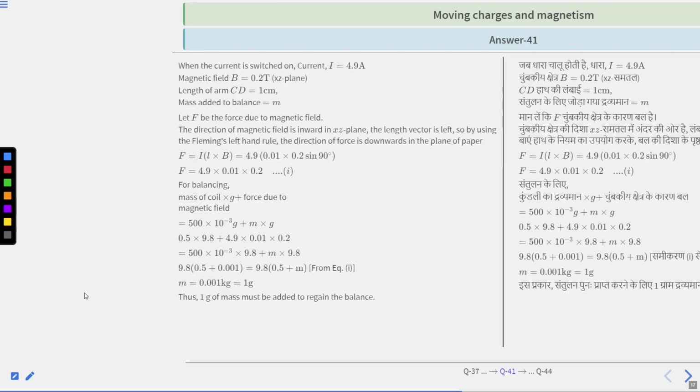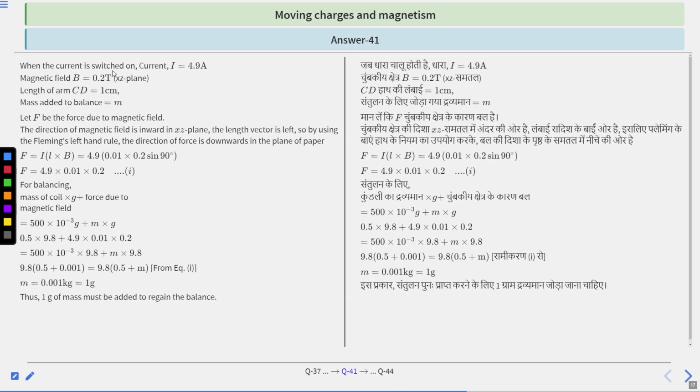Clear? So when the current is switched on, current I is 4.9 ampere, magnetic field B is 0.2 Tesla in the XZ plane, the length of arm CD is 1 centimeter, and the mass added to the balance is m. Let F be the force due to the magnetic field. The direction of the magnetic field is inward in the xz plane and the length vector is left. So by using Fleming's left hand rule, the direction of force is downwards in the plane of paper. That's why F is equal to I L cross B.